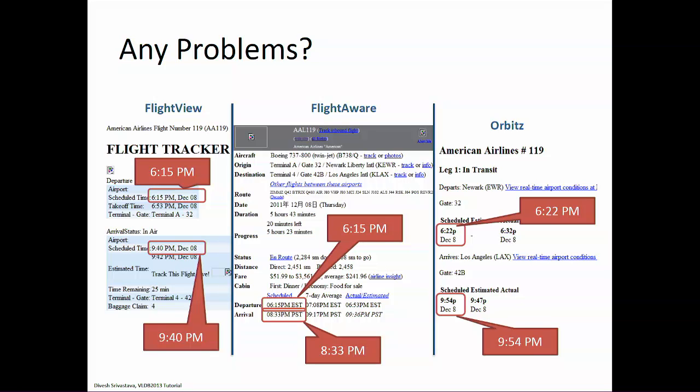So you can see that all of them are reporting different times. So the arrival time for the first 2 is 6:15 p.m. But for the third one, the arrival time is 6:22. So there is a difference of like 7 minutes. Similarly, the departure time is different for all 3 of them. So 9:40, 8:33, 9:54.